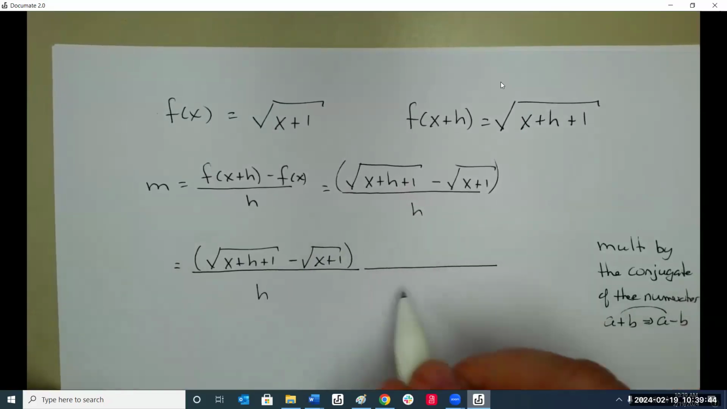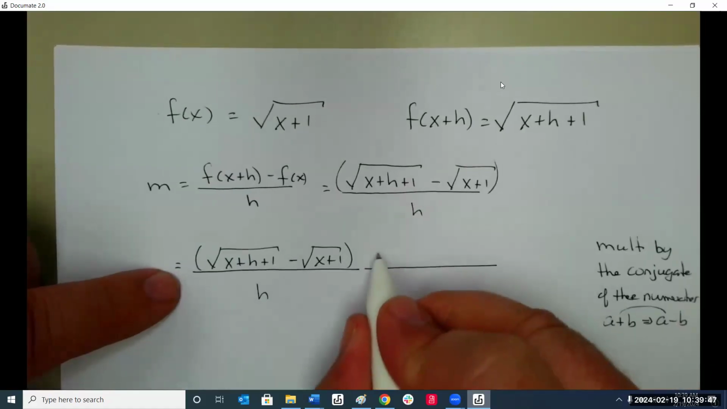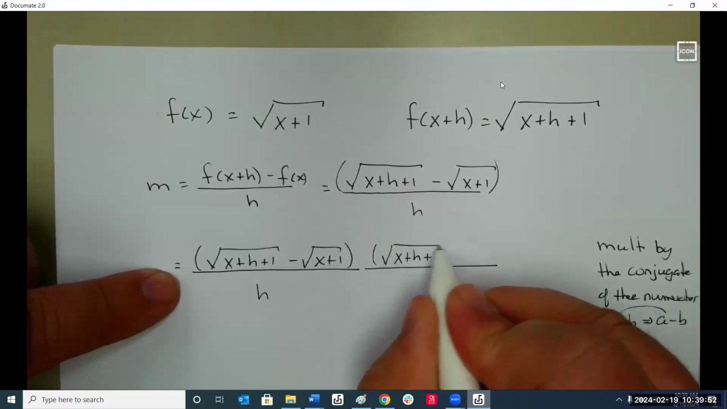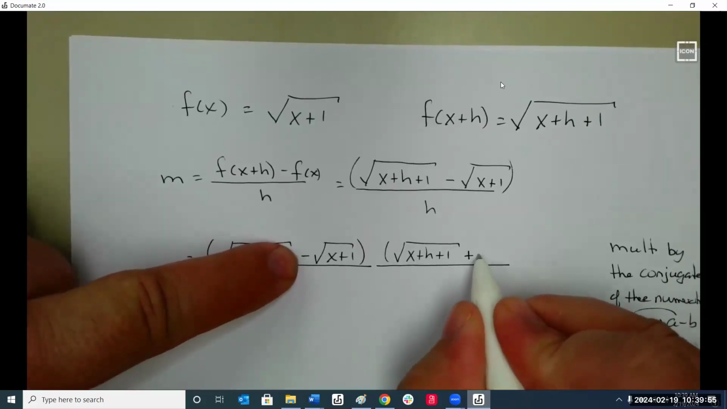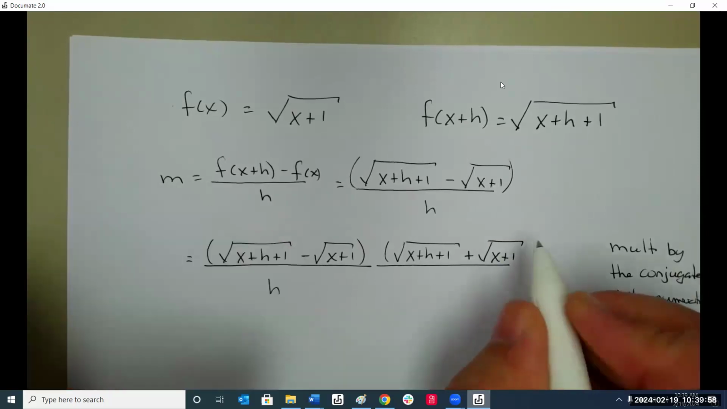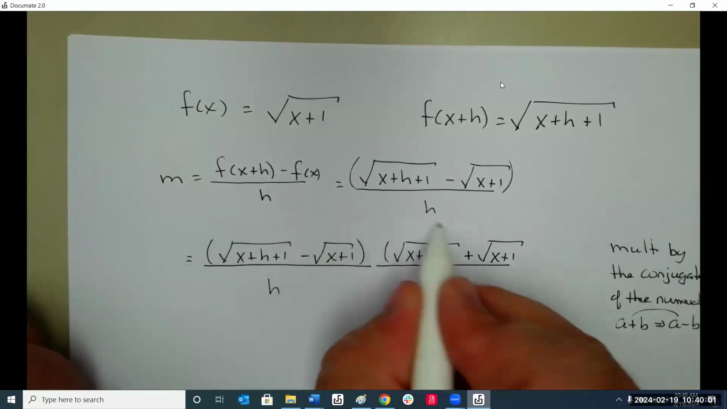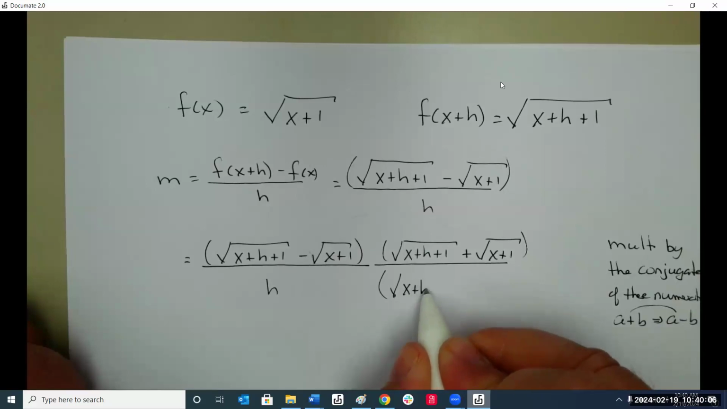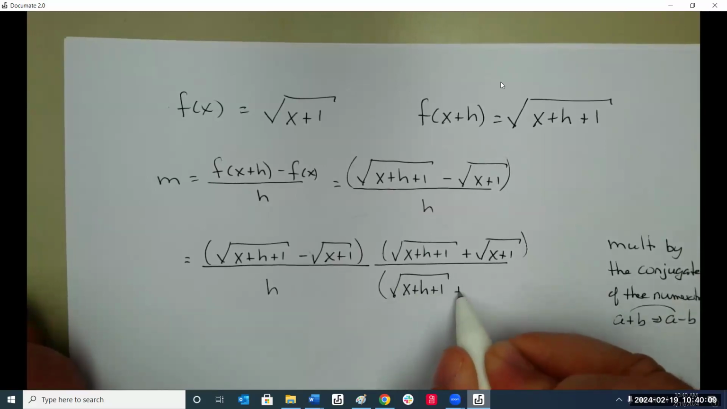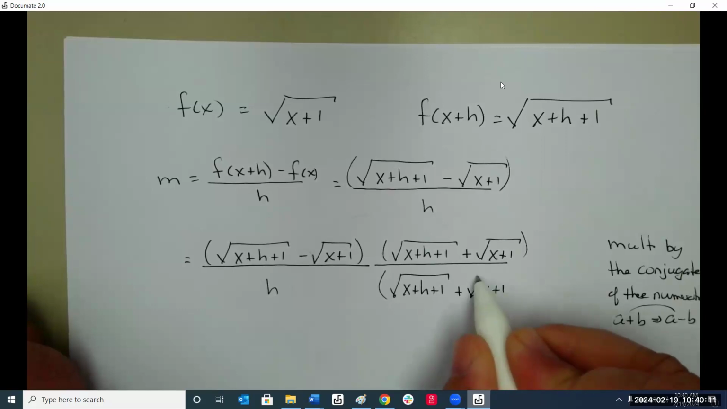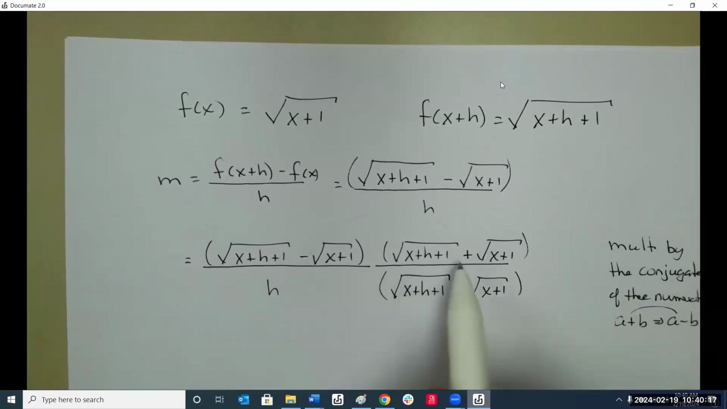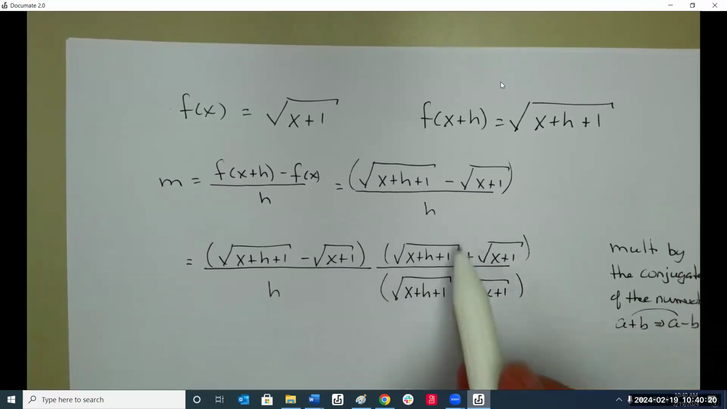So we have to multiply by 1. So we have to multiply the conjugate, which is radical x plus h plus 1. Change that to a plus. So you change that to a plus. And you multiply it over itself. Because all we're doing here is changing the way the equation is going to look, because this isn't the same as number 1. It's the same number over same number equals 1.